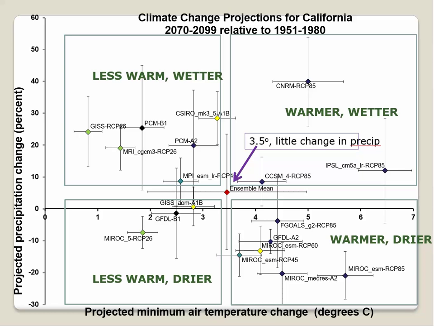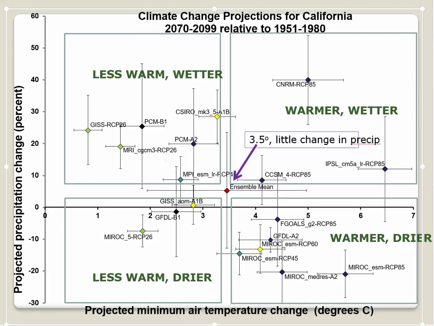But even a model like the PCM-A2, kind of right in the middle there, is a warmer and wetter model. It's not wetter everywhere in California, and it's not the wettest. It's not necessarily rank order wettest everywhere in California.